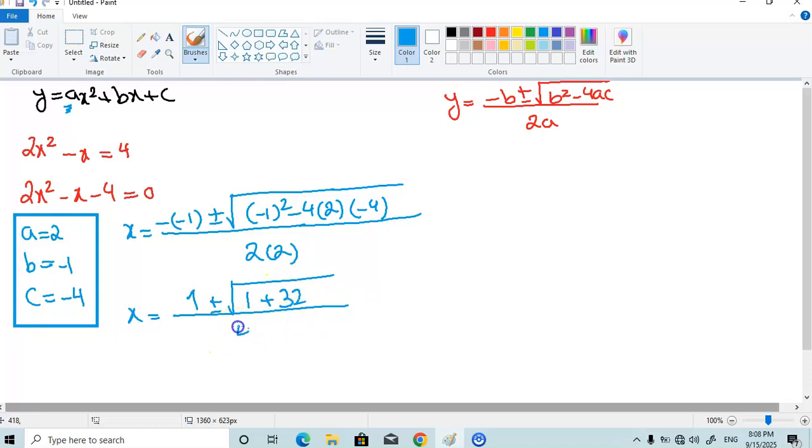And then over 4, so the answer is going to be x is equal to 1 plus or minus the square root of 33, over 4. Radical 33 can't be written as a simpler form of a radical because it's 3 times 11. No perfect square numbers here, and that would be the last answer.